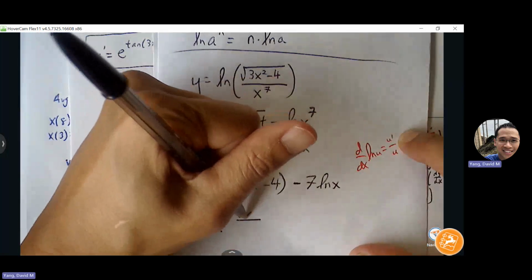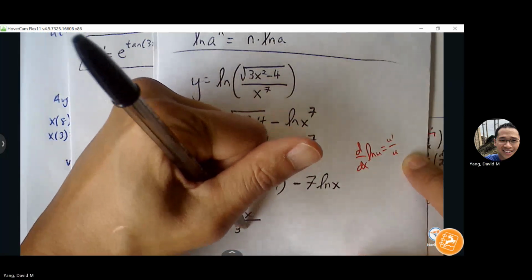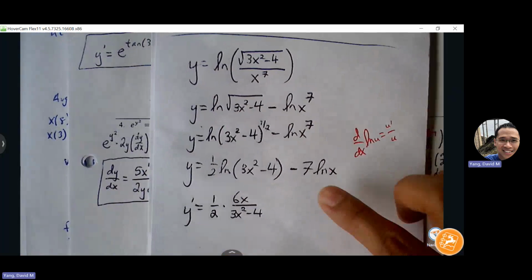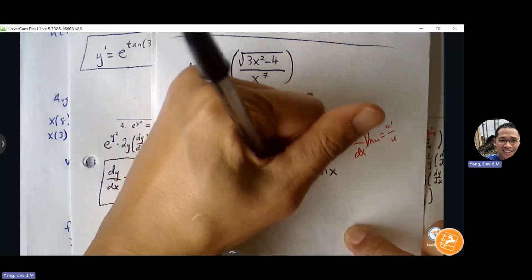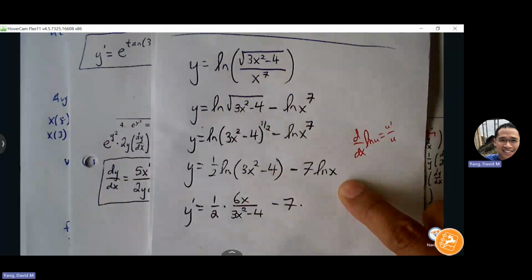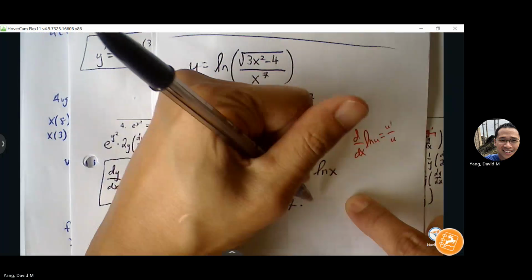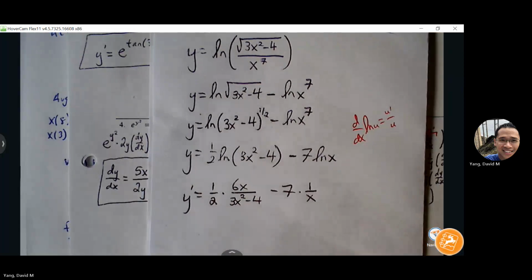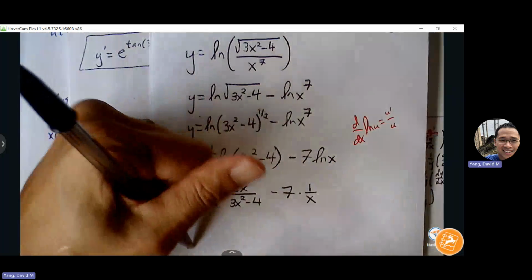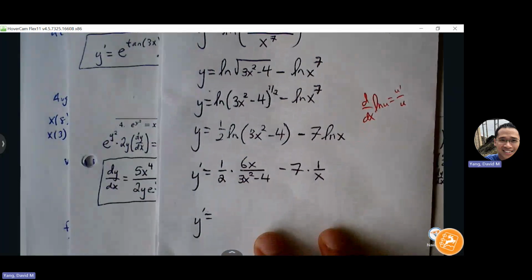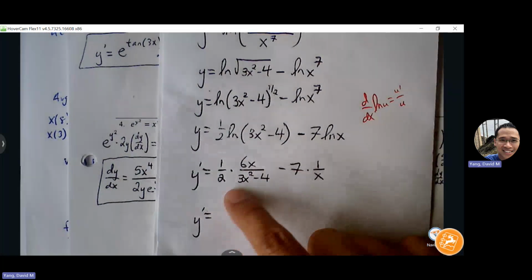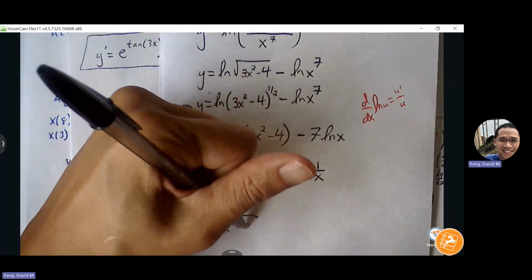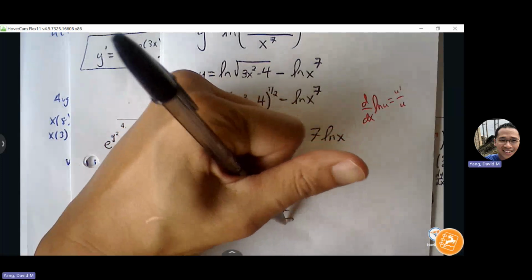Over 3x squared minus 4, okay? And then the 7 is a coefficient that's going to stay. What's the derivative of natural log of x? Okay, that's my derivative. I'm going to do a little bit of cleanup. I'm not going to ask you to do common denominators, but within each fraction, you can do some cleanup here. So 3x over 3x squared minus 4 minus 7.